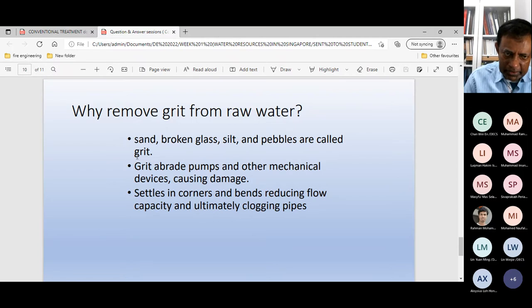Grit particles will also settle in corners and bends, where they quickly settle down and block the flow through the piping. This is what is known as clogging of pipes. So grit particles should be removed as a priority, which means the first thing that you need to get rid of is grit particles.